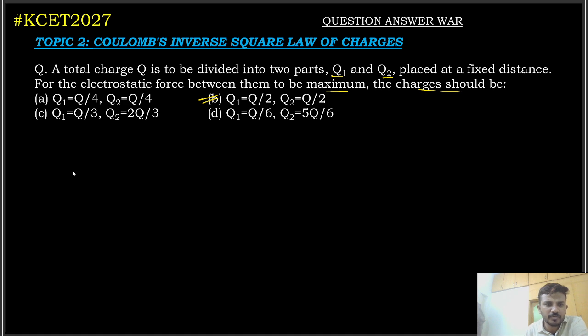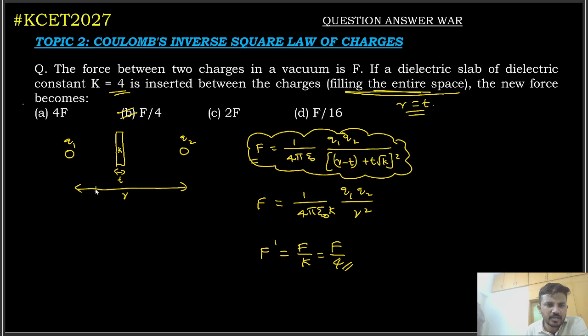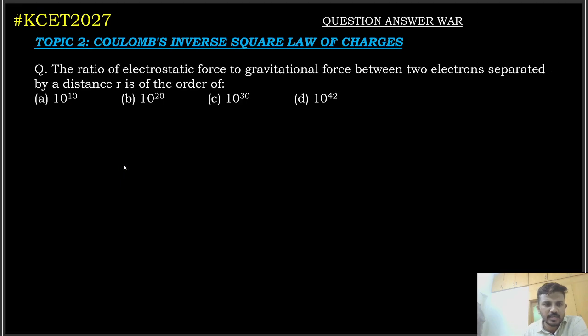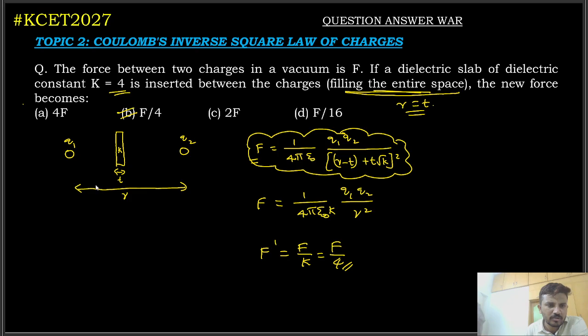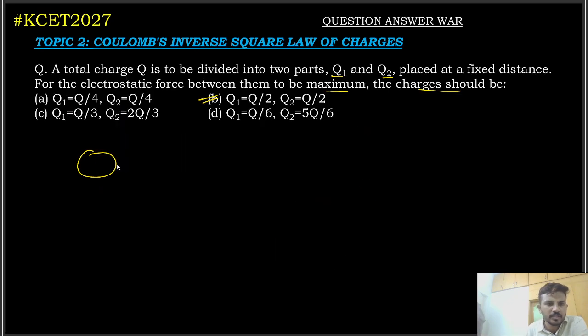If the charge is divided exactly into half, this is Q1, this is Q2, that is Q1 is equal to Q by 2 and Q2 is equal to Q by 2, then the force between Q1 and Q2 will be maximum. Clear?